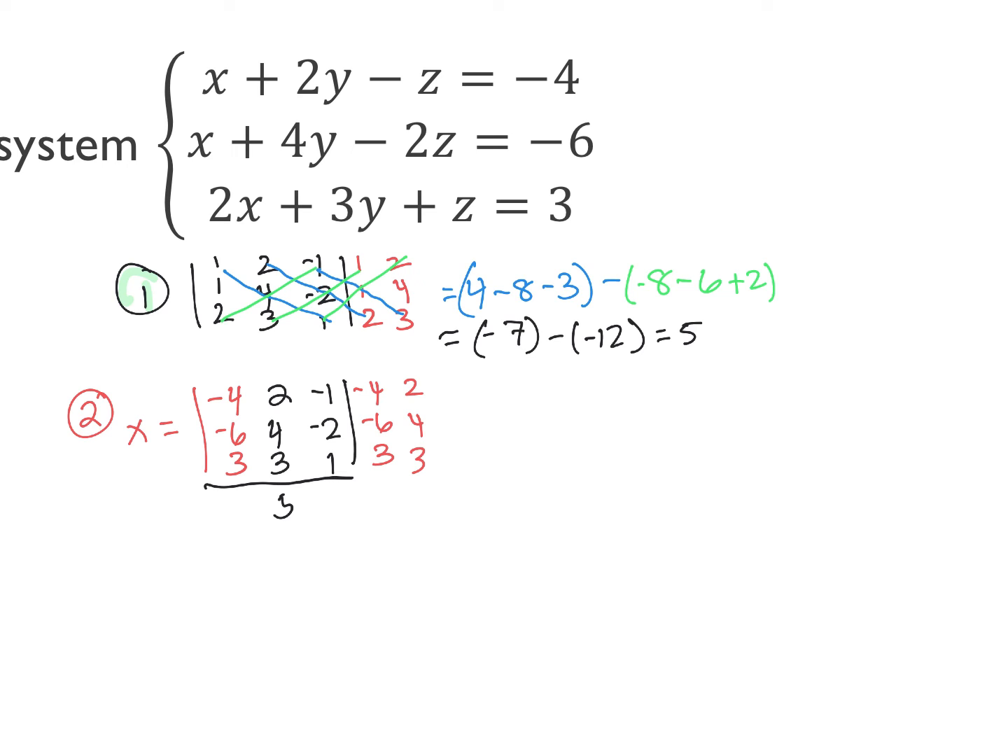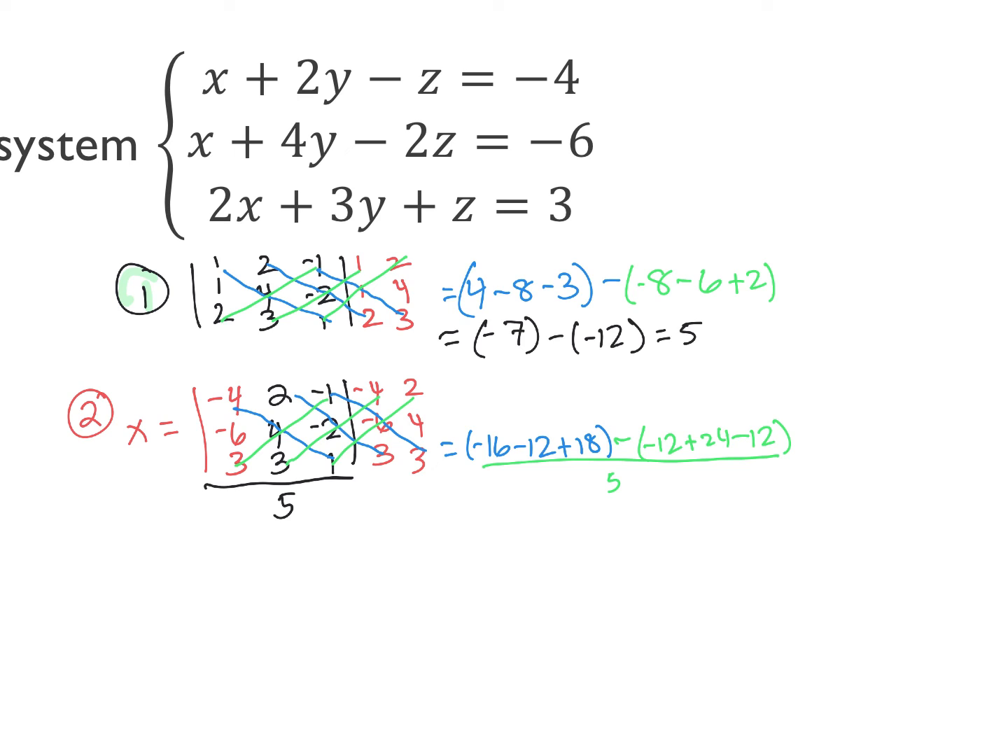Remember, we always start our diagonals from the top left, so -4 times 4 times 1 is -16. 2 times -2 times 3 is -12. -1 times -6 times 3 is +18. And we will subtract the diagonals going from the bottom left to the top right. So 3 times 4 times -1 is -12. 3 times -2 times -4 is +24. 1 times -6 times 2 is -12. And again, this is all divided by our coefficient determinant 5.